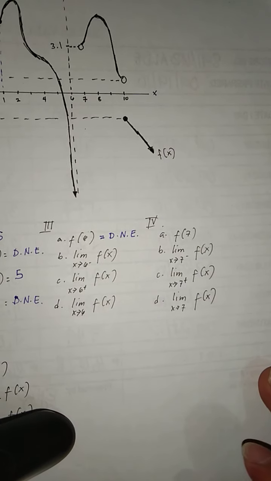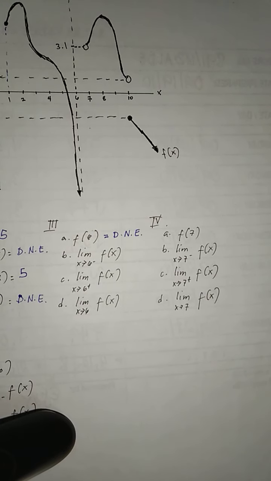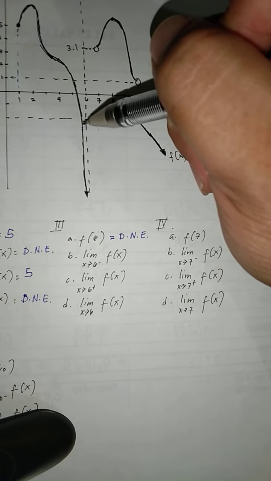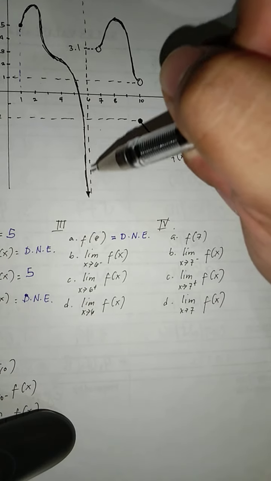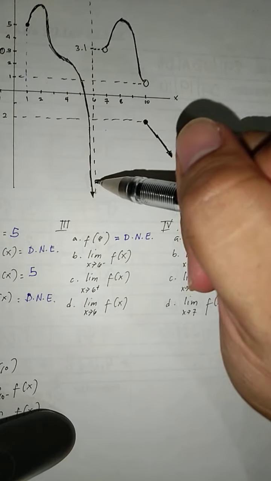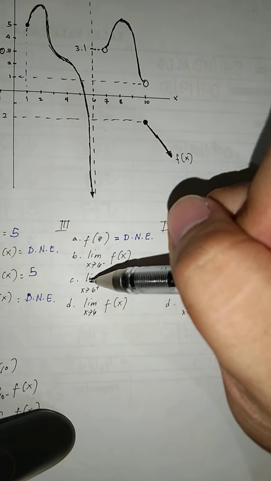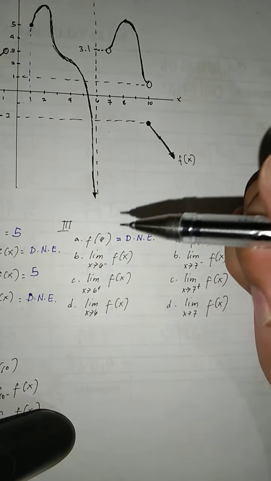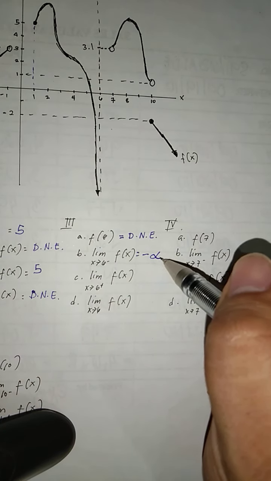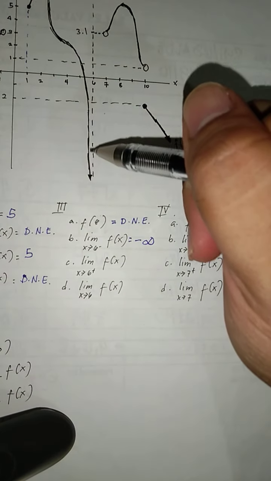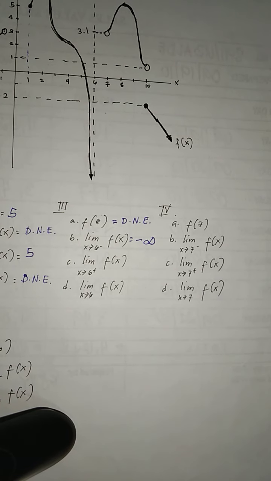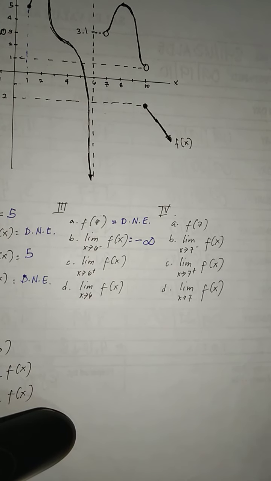How about the limit as x approaches 6 from the left? You can see from the left, the graph goes all the way down. So the value here is infinite. We have here a value that is infinitely large at the negative side. So therefore, we have here the answer negative infinity. As you can observe, the graph goes all the way down as it approaches 6 with no signs of stopping at all.